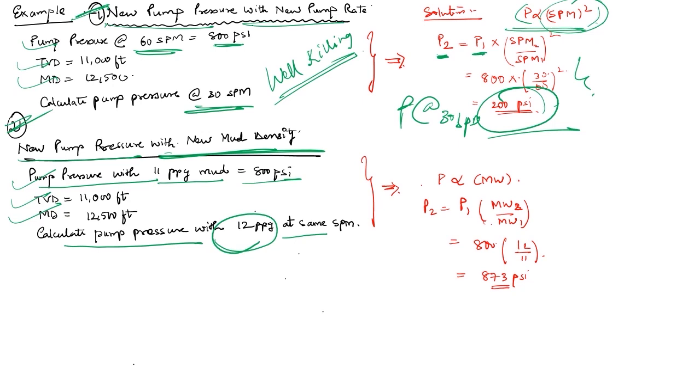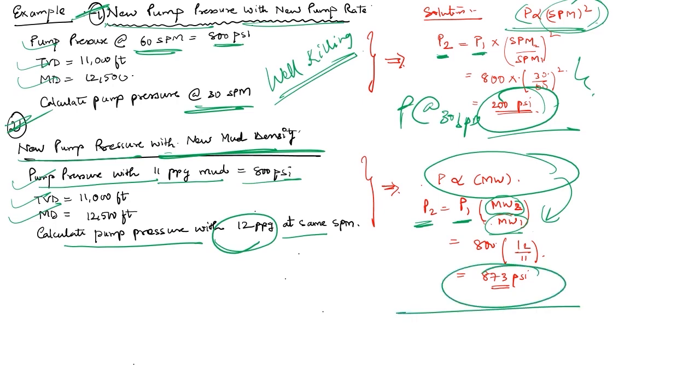Now my pump pressure will be directly proportional to the mud weight. Using this relation, my P2 will be equal to P1 into MW2 divided by MW1. That means P1 is my old pump pressure into my new mud weight divided by old mud weight. Now placing the values, I will get my new pump pressure, that is 173 psi.